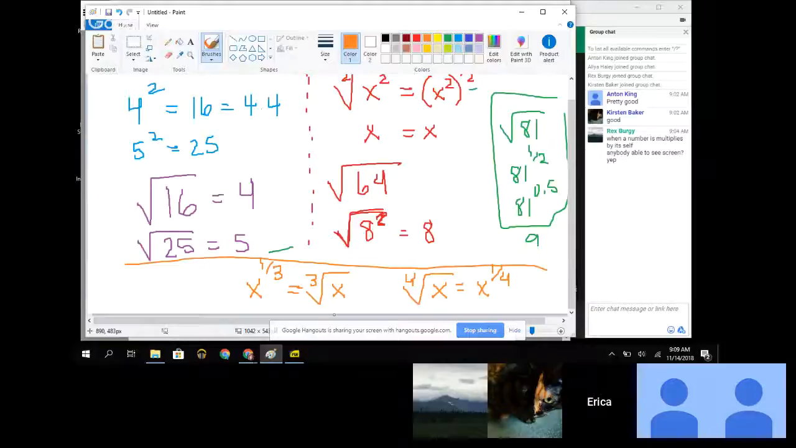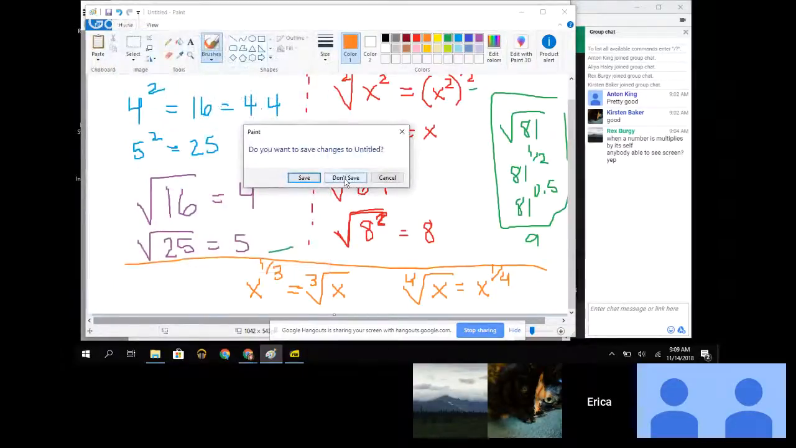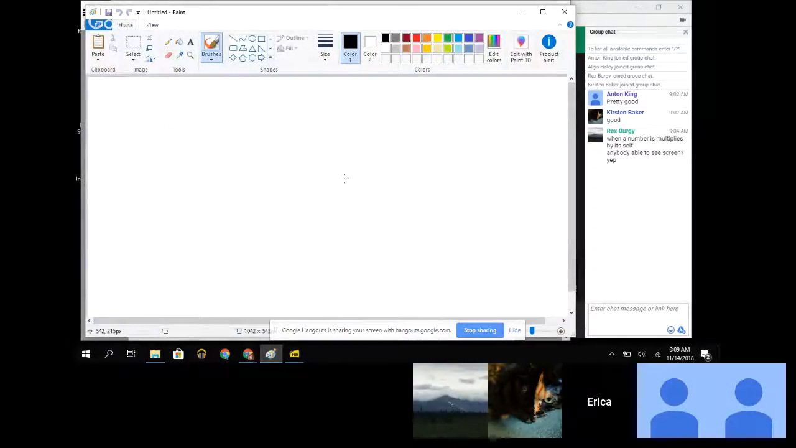All right, so now we're going to talk about what if you don't have a nice perfect square? What if you don't have 16 or 25 or 64 or 81, all of those perfect squares? What do we do, and how do we simplify square roots? For example, if I wanted to take the square root of 27, is 27 a perfect square?